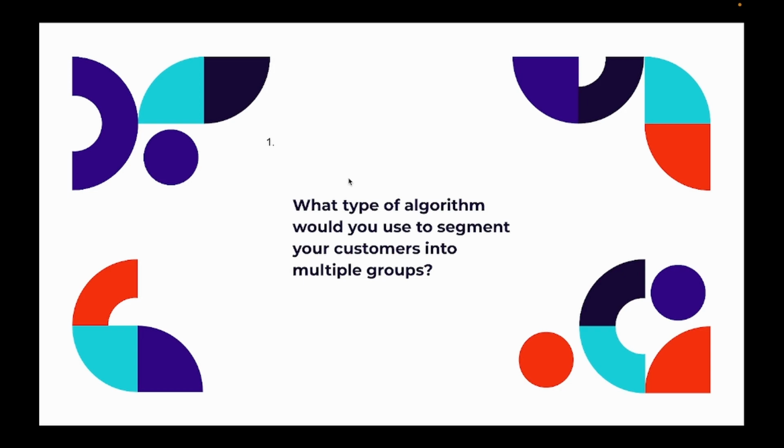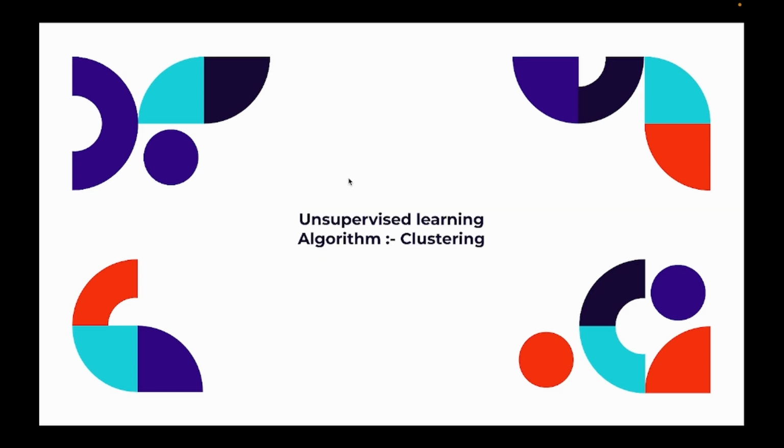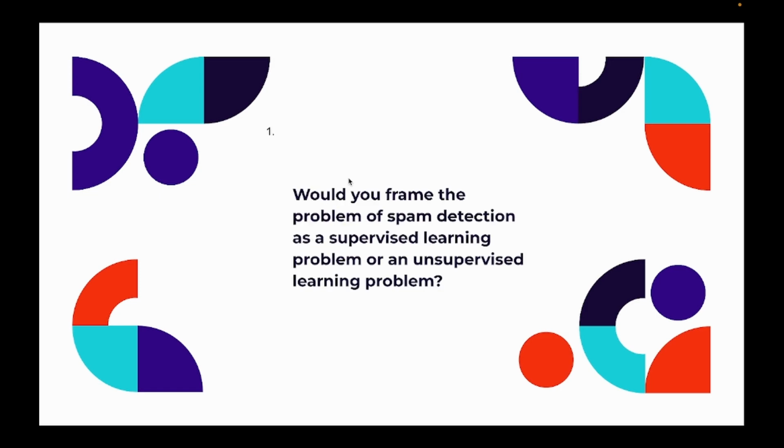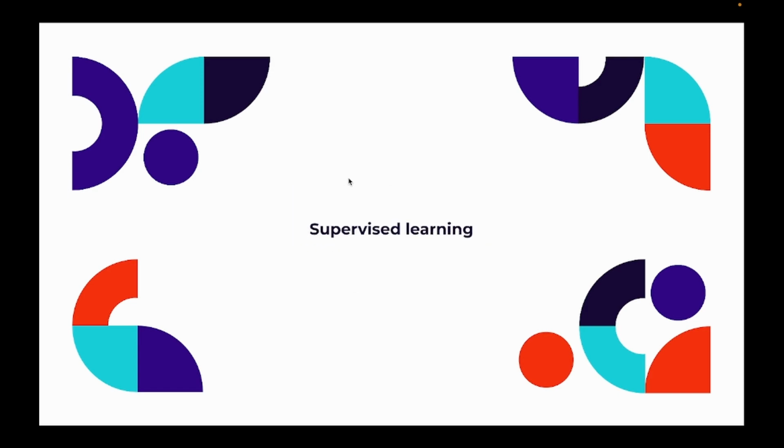Now, just a quick question on what we have seen so far. What type of algorithm would you use to segment your customers into multiple groups? Take a few seconds, you can pause the video. The correct answer is unsupervised learning, and the algorithm we would use under unsupervised learning is clustering. Another question for you: would you frame the problem of spam detection as a supervised learning problem or an unsupervised learning problem? It will be supervised learning, because we provide a labeled training set to build the algorithm for spam folders.